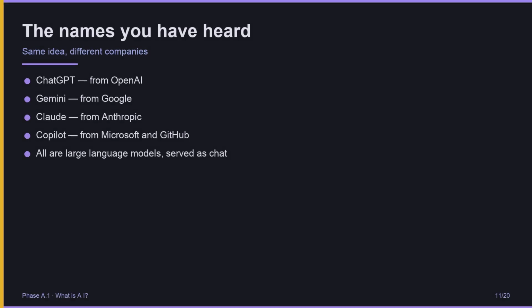These are the names you have probably heard. ChatGPT, from a company called OpenAI. Gemini, from Google. Claude, from a company called Anthropic.